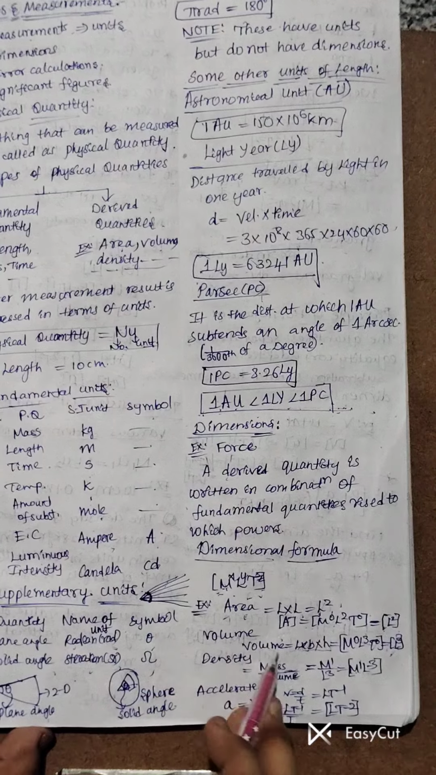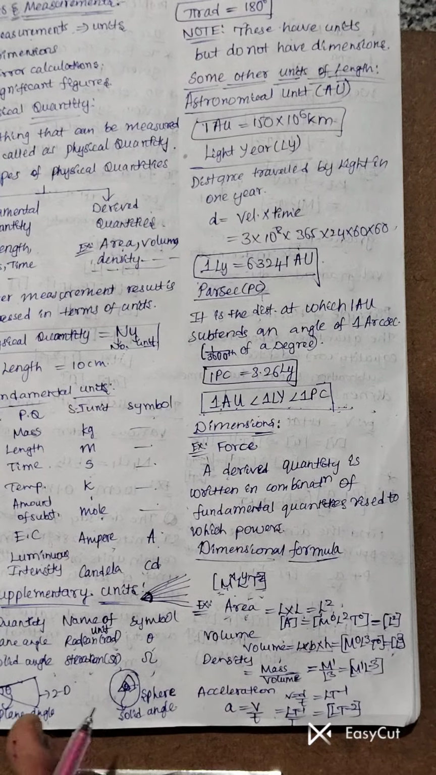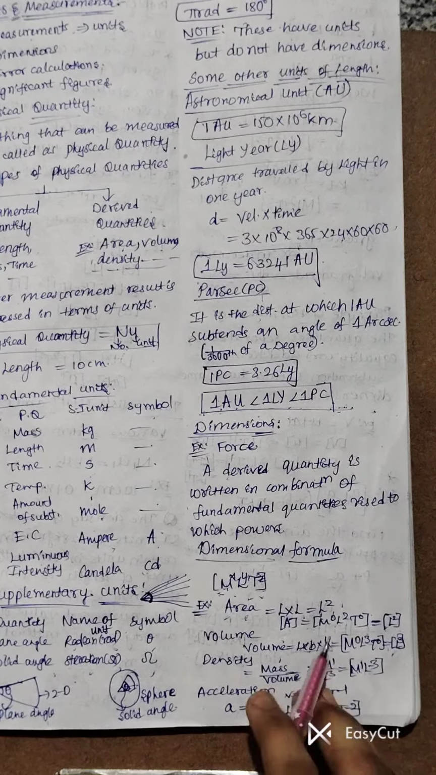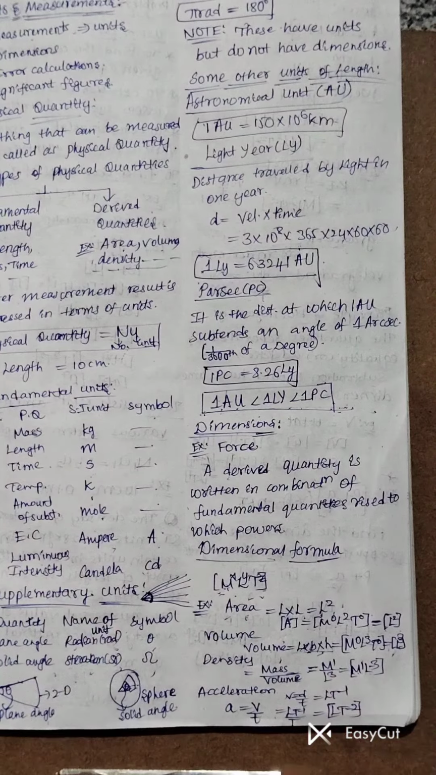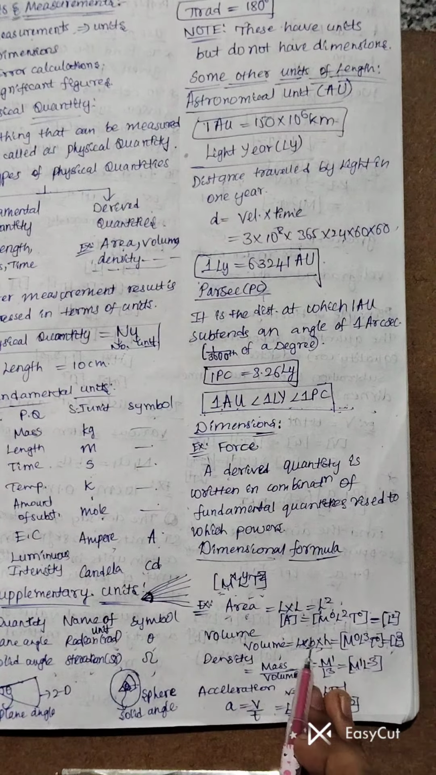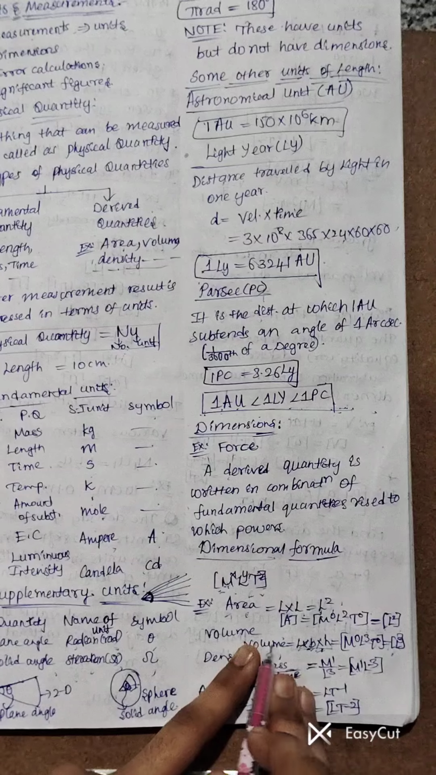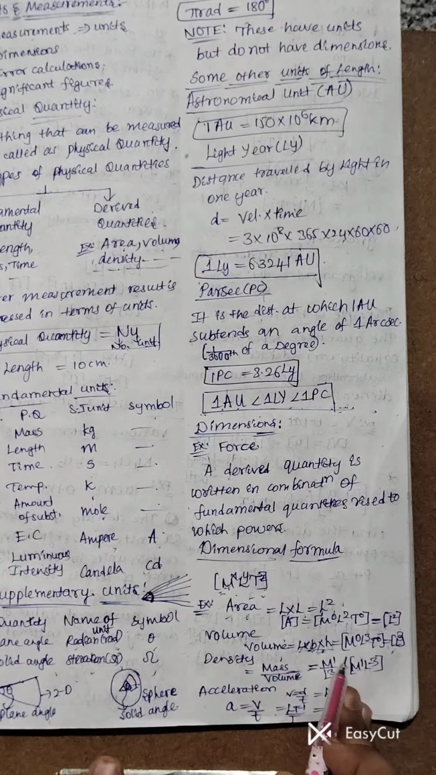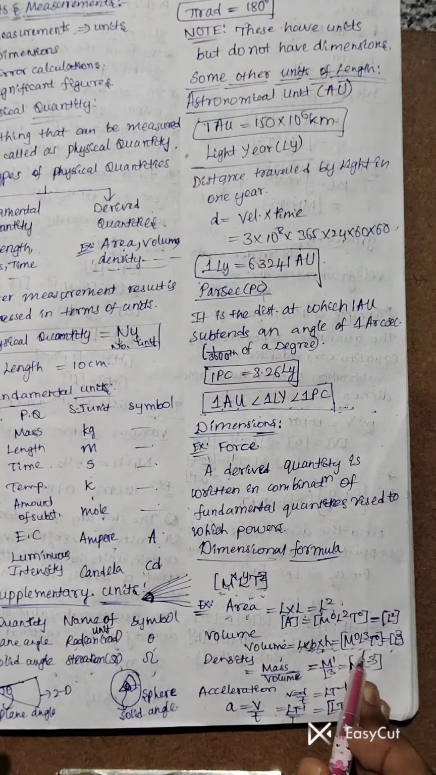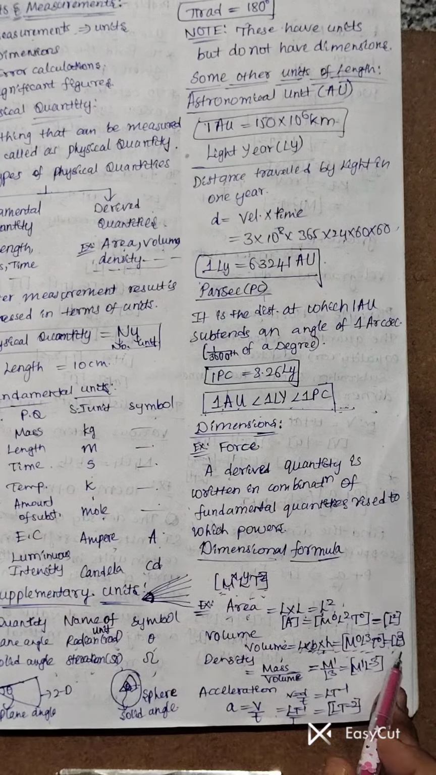And now coming to volume, which is equal to length into breadth into height. So this breadth and height are also similar to length. So we write this dimensional formula as, it is also independent of the mass and temperature, M power 0, L cube into T power 0. Simply we can write it as L cube.